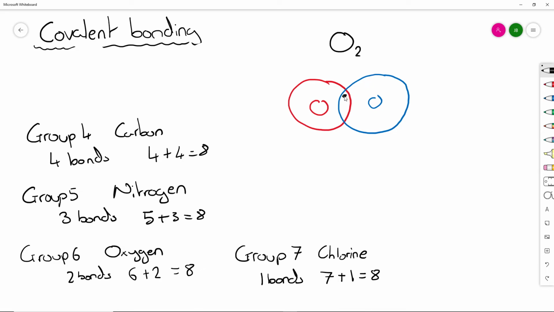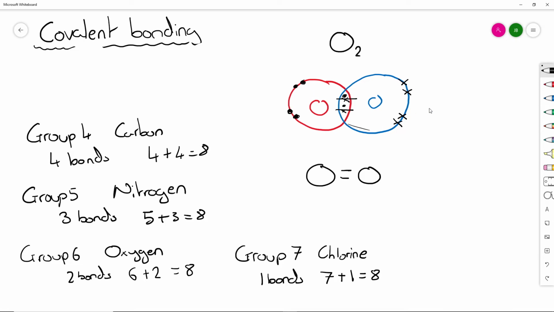So we get 1, 2, 3, 4, 5, 6, 7, 8, 5, 6, 7, 8. And as you can see here, they've both got 8 around them, but this time you've got a single bond here and a single bond here. And now we form what we call a double bond. 2 single bonds together equals a double bond, because we need to share more electrons in this middle bit, so they both have 8 in their outer shell.